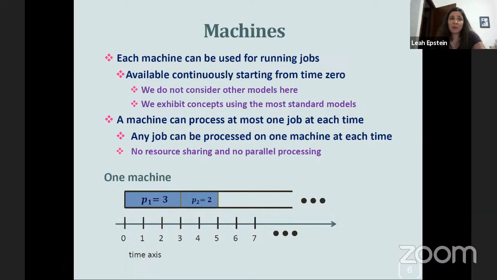So the illustration for one machine is drawn at the bottom. You see there is a time axis, and it is horizontal. And in this case, there is a job of size 3, so it consumes 3 time units and can't run anything in parallel.